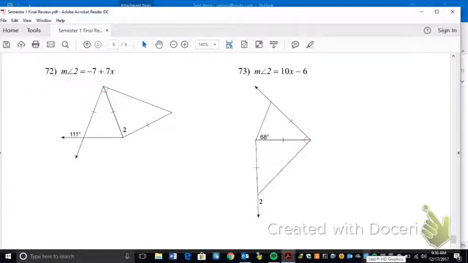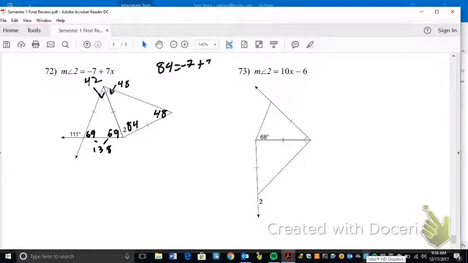72 and 73. That's 119, that's 69. That means they're both 69. 69 and 69 add up to 138. 180 minus 138 is 42. 90 minus 42 is 48. If that's 48, that's 48. 48 and 48 is 96. 96 plus what equals 180? 84. So we know the measure of angle 2 is 84.